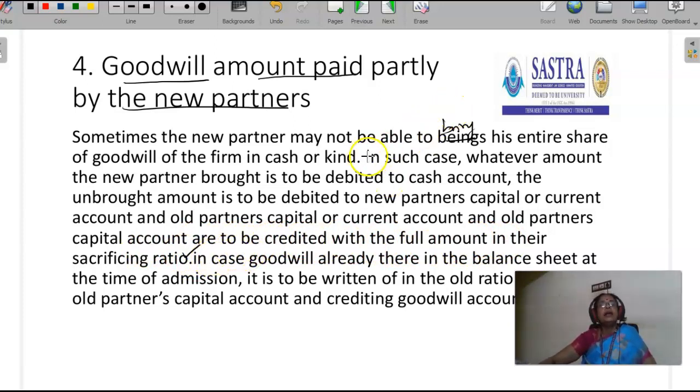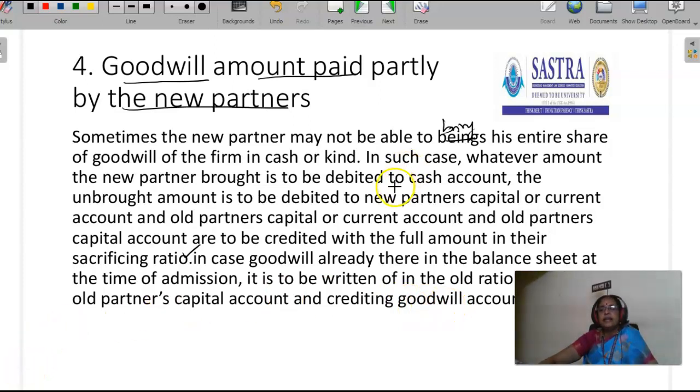Sometimes he may not be able to bring full cash. So in such a case, whatever the new partner brought is to be debited to cash account. Then the unbrought amount is debited to new partner's capital or current account, and old partner's capital and current account to be credited with the full amount in their sacrificing ratio. In case goodwill already there in the balance sheet at the time of admission is to be written off in the old ratio by debiting old partner's capital account and crediting the goodwill account.